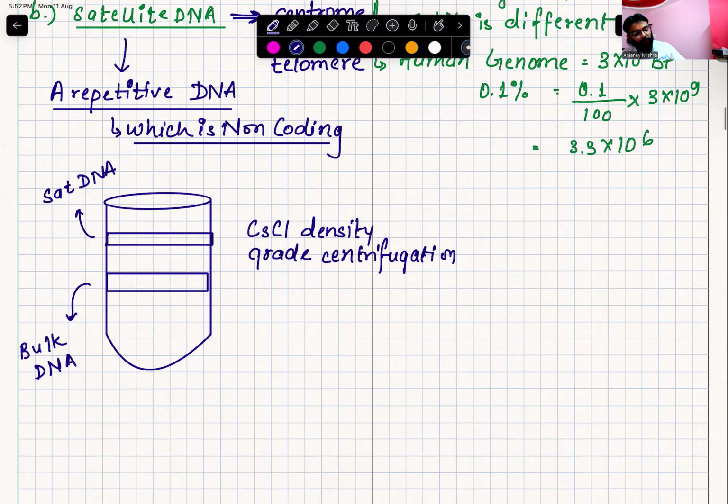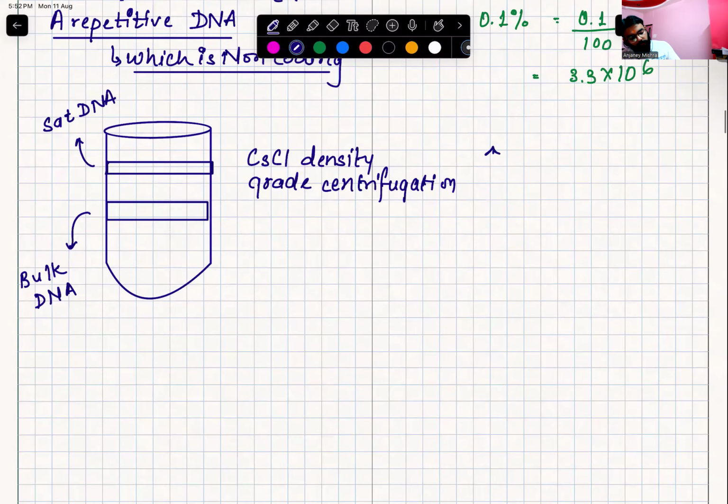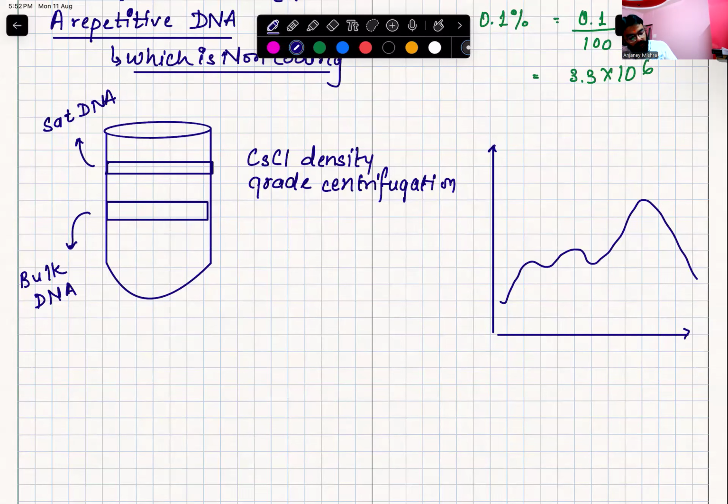Now, if I draw it on a graph, there will be two peaks in the graph. One will look like this. And one will look like this. This is what represents the bulk DNA, the heavy part. And this is what represents the satellite DNA.